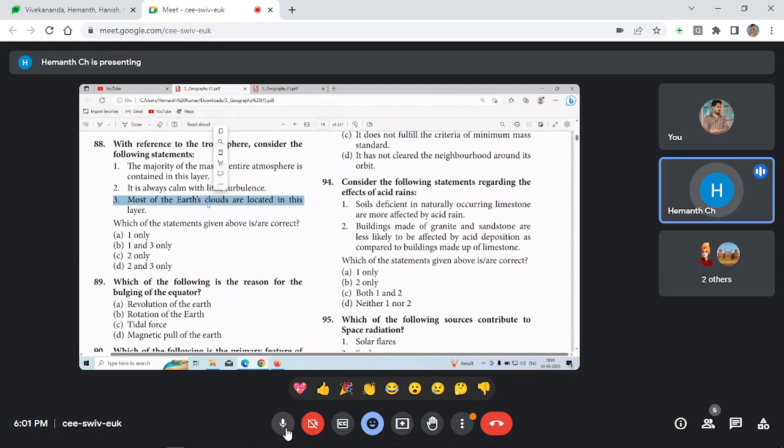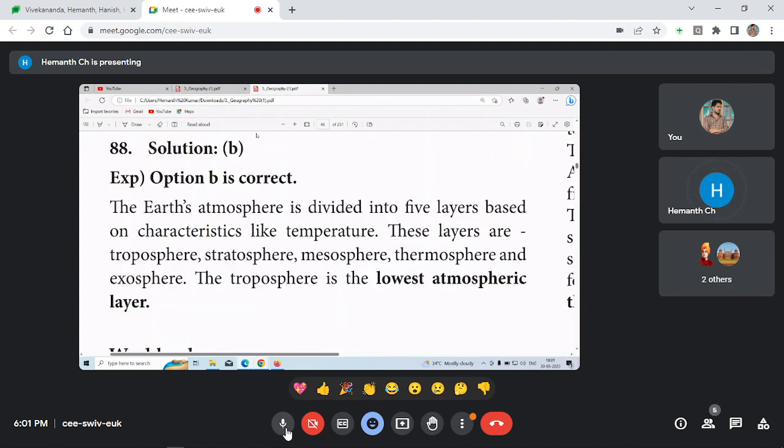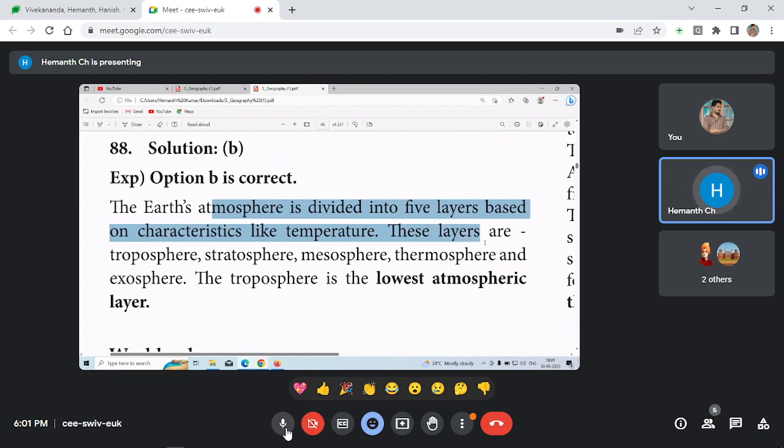అందుకనే ఏరోప్లేన్స్ పోతాయి దాంట్లో. స్ట్రాటోస్ఫియర్ కరెక్ట్. అలా wrong statement sir. Atmosphere is divided into 5 layers. These are based on the characteristic like temperature: troposphere, stratosphere, mesosphere, thermosphere, and exosphere. The troposphere is the lowest of the atmospheric layer.